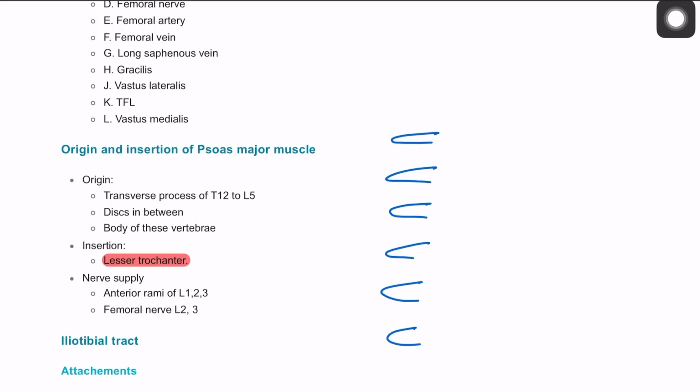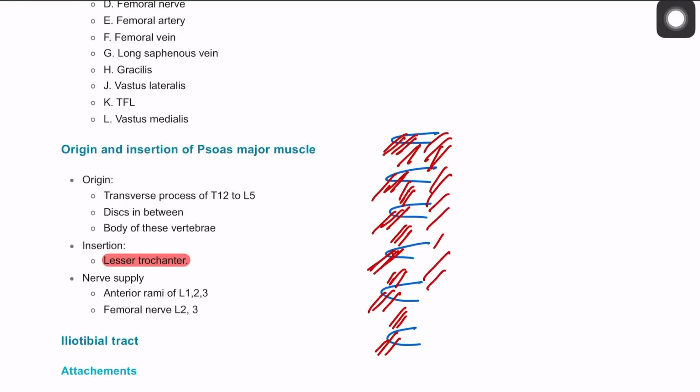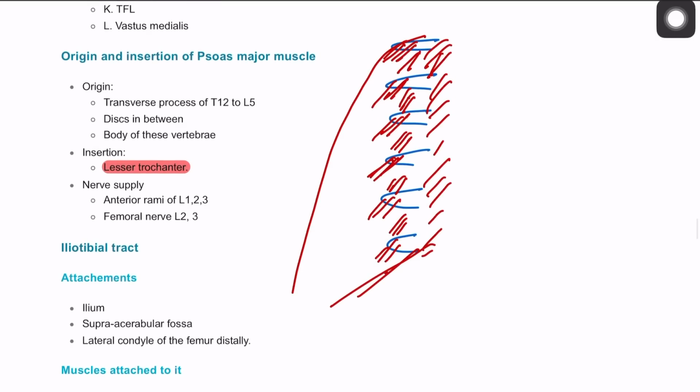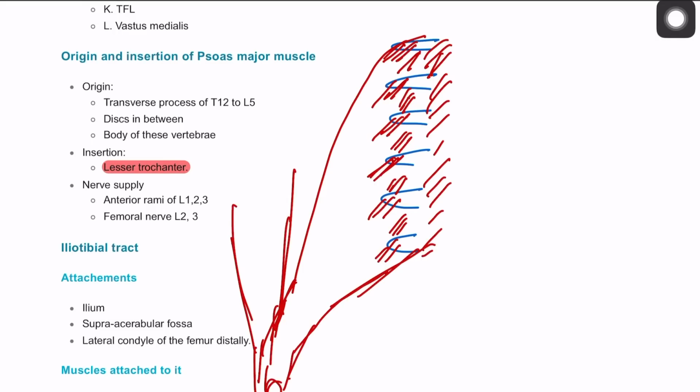So it will take from all these transverse processes like that. Also we'll take from the discs in between, so we'll take from here as well, and the body of the vertebra, which will be sort of here. All of these come together to form a very nice big psoas muscle that goes all the way down and is joined by the iliacus muscle to form the iliopsoas tendon, which inserts into the lesser trochanter. Nerve supply, it will take from L1, 2, 3, from the nerves which lie in this area.